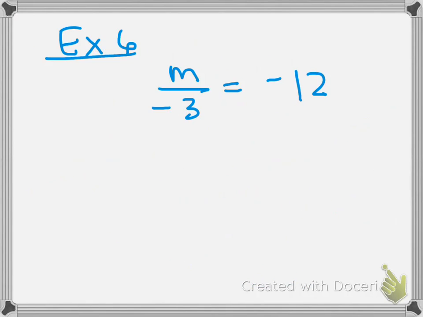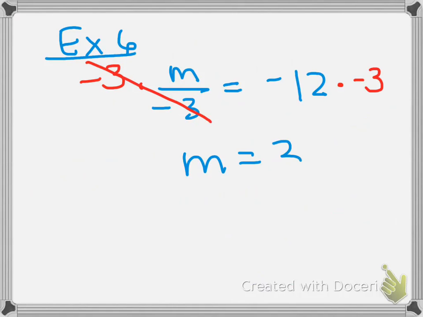Okay, in example 6, m divided by negative 3 equals negative 12. So you're going to undo division by multiplication. So times this side by negative 3, times this side by negative 3. That will cross cancel. So now you have m equals positive 36.